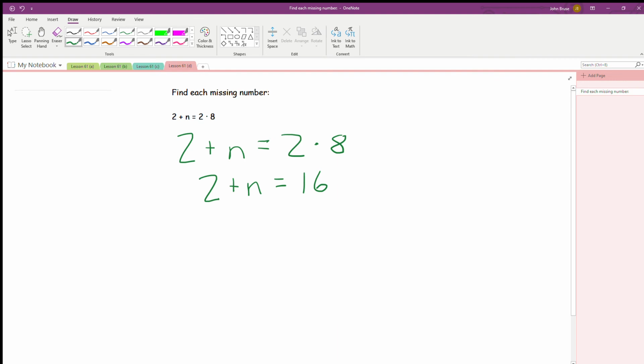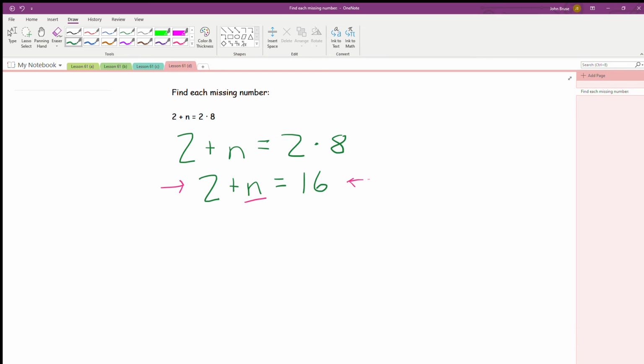Now again, I need to get this n here by itself. I need n to be by itself, so I can say n equals something. So I need to take this 2 away. Well, when I take something away, I'm going to subtract. And if I subtract on this side, I need to subtract on this side too. So I'm going to subtract on both sides. I need to subtract 2 from the 2 and 2 from the 16.